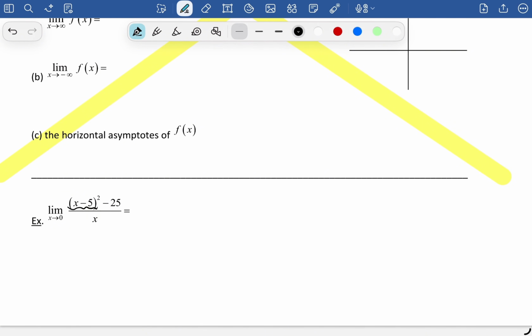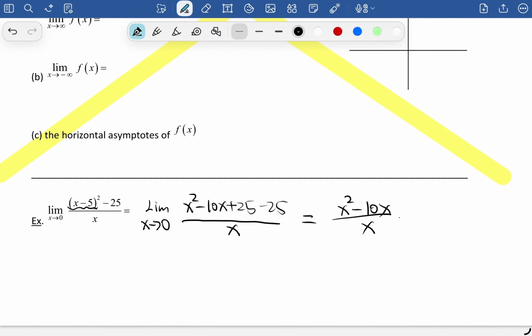We can simplify this whole thing, right? We get the limit as x approaches 0 of x squared minus 10x plus 25 minus 25, divided by x. This is x squared minus 10x divided by x. So x gets cancelled out, we're left with x minus 10. We just have to evaluate the limit of this one as x approaches 0. When you plug 0 in, you're going to get negative 10.